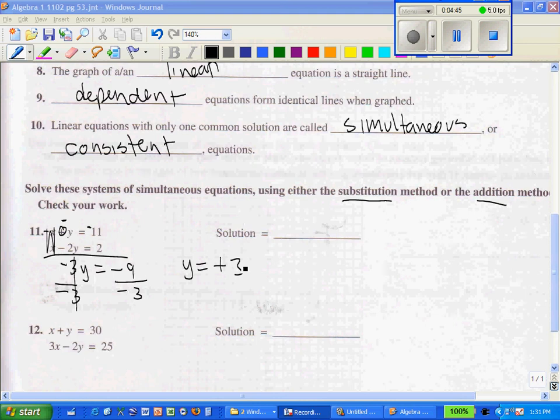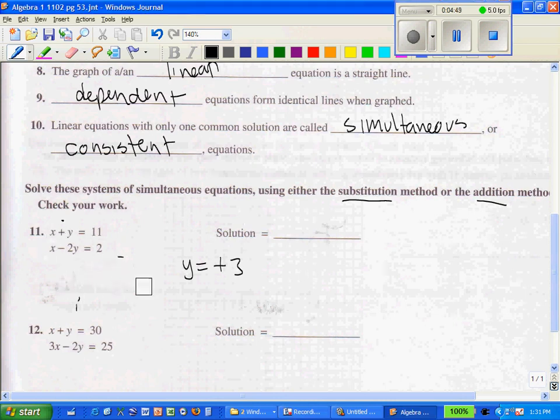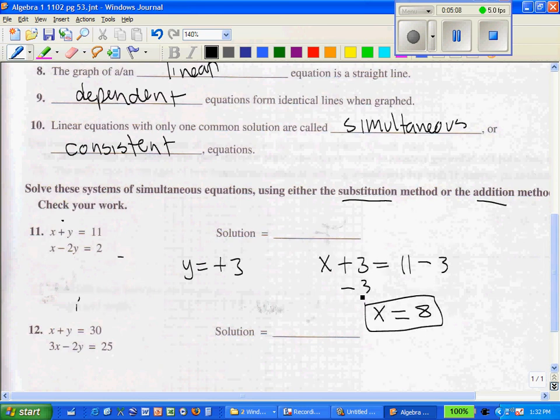Okay, so now that we know that y equals 3, we're going to plug it into one of the equations, and we're going to get x plus 3 equals 11. I'm going to subtract 3 from both sides to get x by itself, and get x equals 8, because 11 minus 3 is 8. So x equals 8, y equals 3.